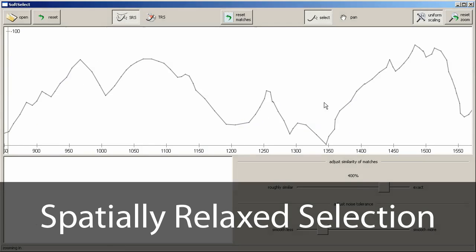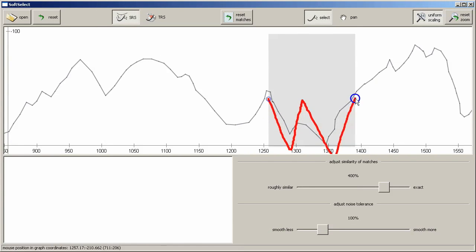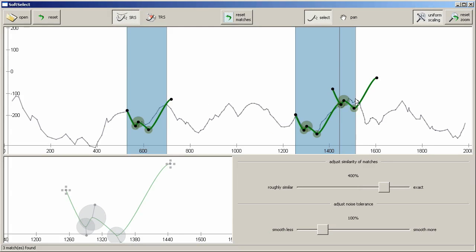In our first technique, spatially relaxed selection, the user traces the pattern in the time series, deviating more or less from it in different parts of the sketch. The amount of deviation defines the level of similarity required to match that part of the pattern during search. These tolerance values are visually represented as circles. Larger circles indicate lower similarity created by the user deviating more from the graph while sketching. Smaller circles indicate higher similarity created by the user deviating less from the graph while sketching.